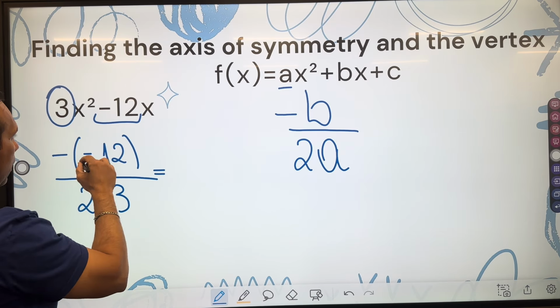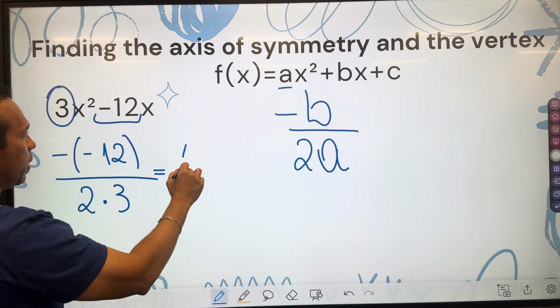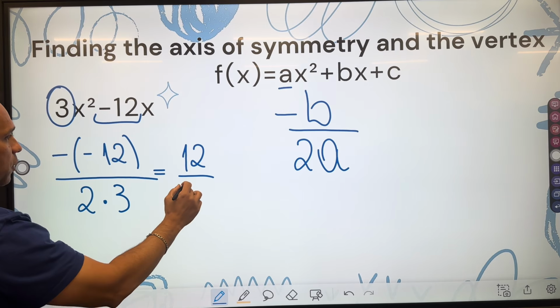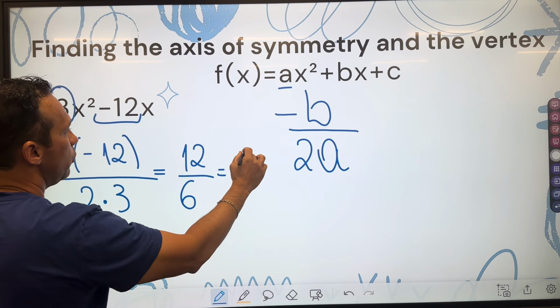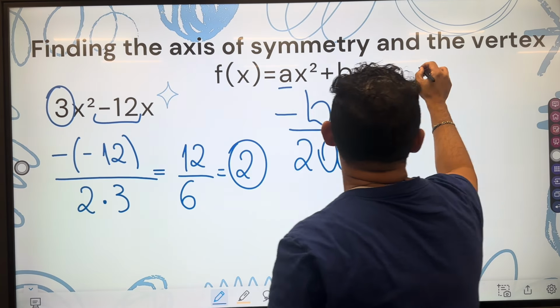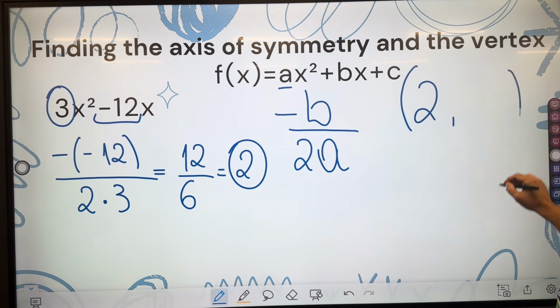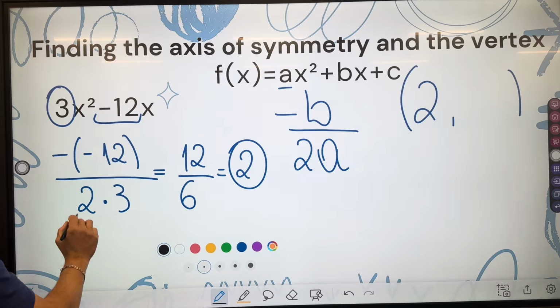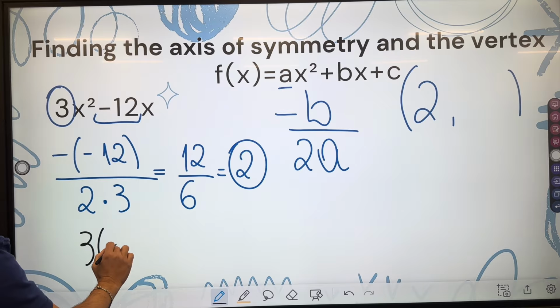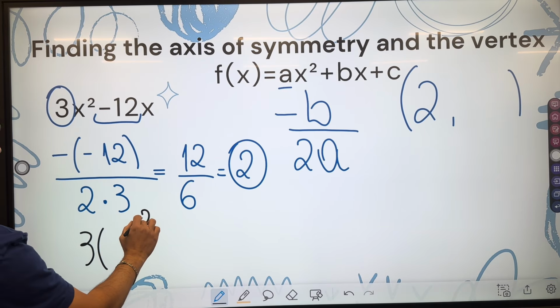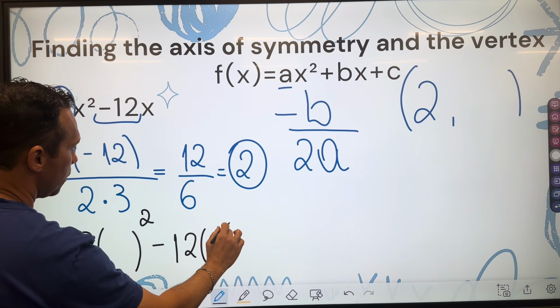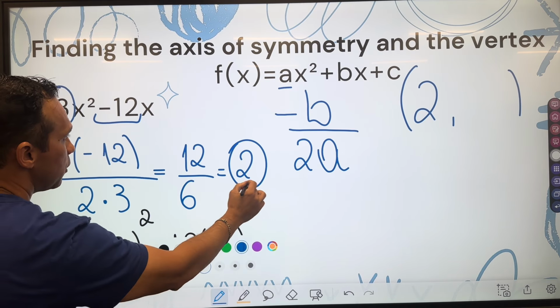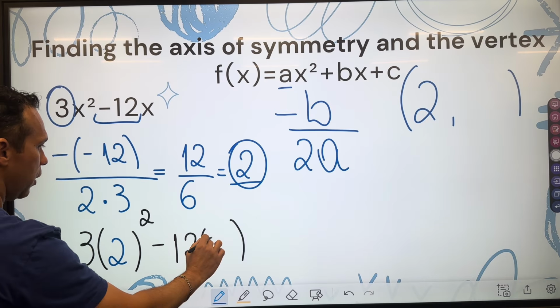Negative and negative 12 will give us 12. 2 times 3 is 6. If we divide, we get 2. That's the x vertex. So then what we do is we come in here. So we have 3 x squared and then negative 12 x. But we know now that x equals 2, so we plug this in here.